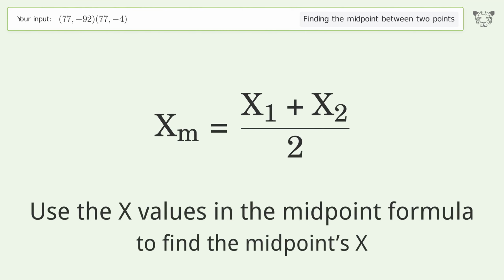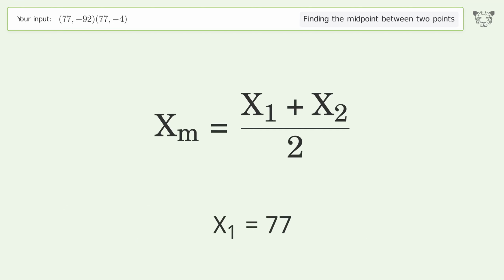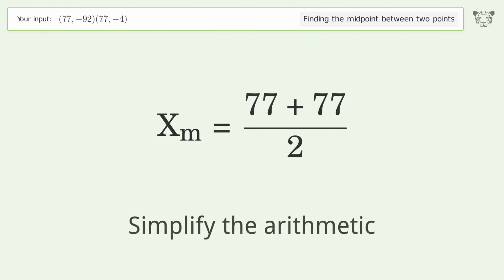Use the x values in the midpoint formula to find the midpoint's x. x1 equals 77. x2 equals 77. Simplify the arithmetic.